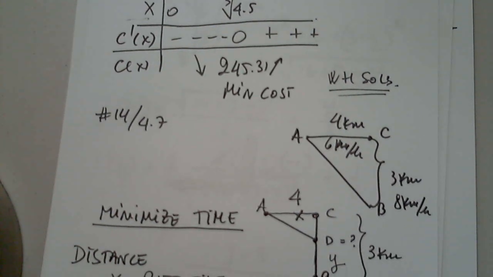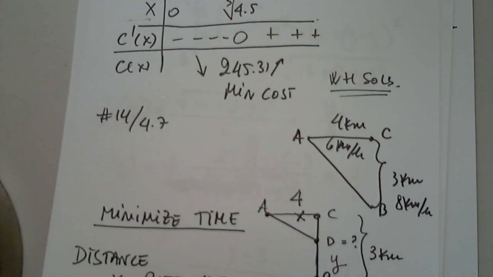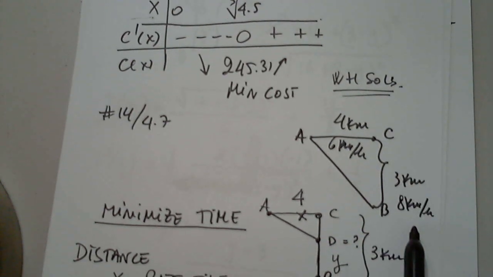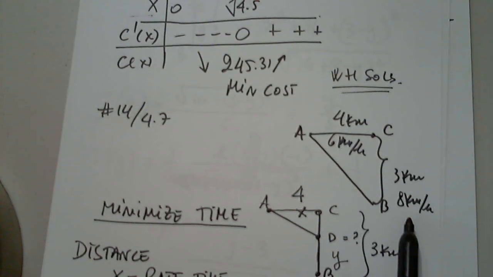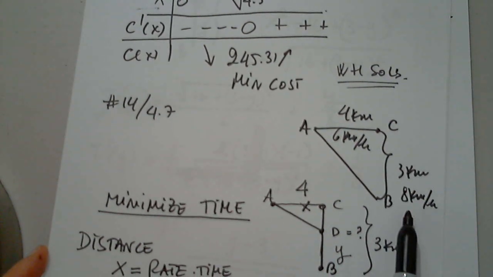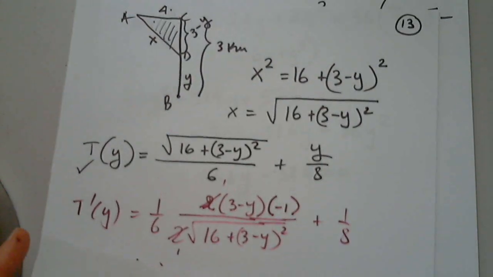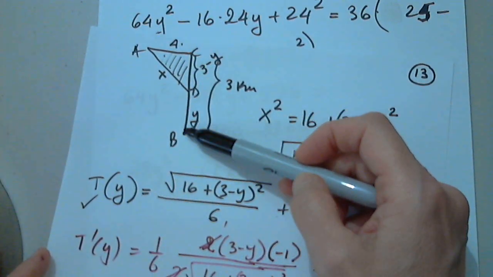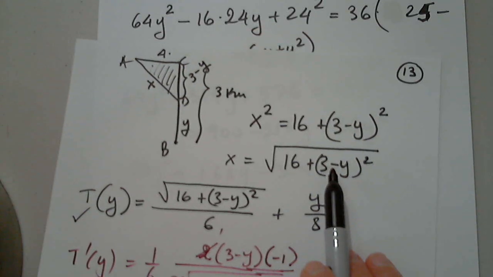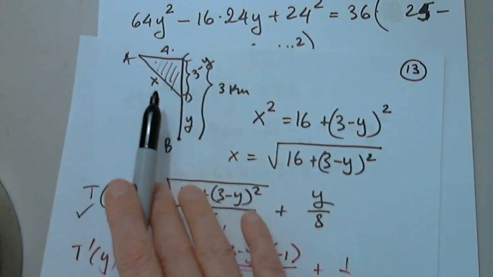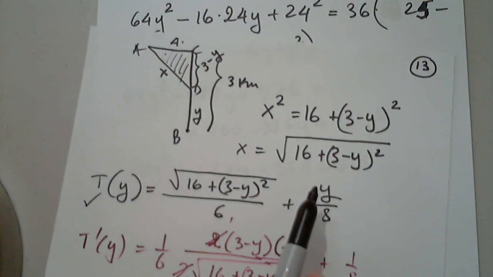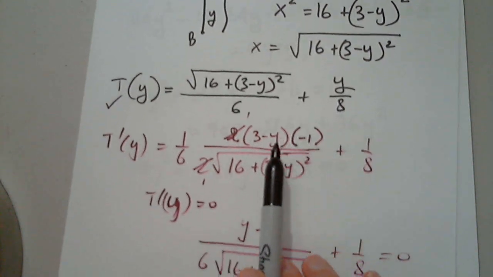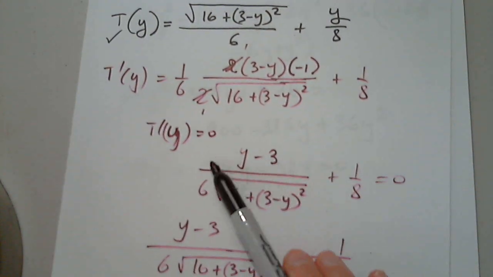So x was 6 times t1, y was this, 8 kilometers an hour. Can you confirm that? Yes. Okay, so this is 3 minus the whole thing minus y. Yes, that's correct. And this is the hypotenuse. Yes, so it's 16 plus that squared. So the time is x over 6 plus y over 8. I don't see any error.